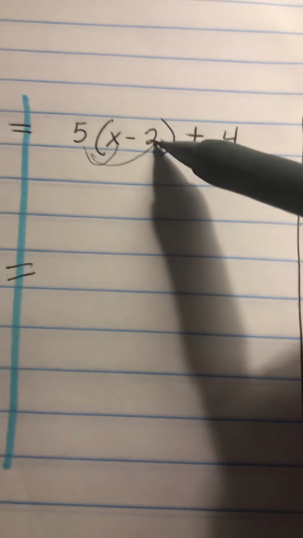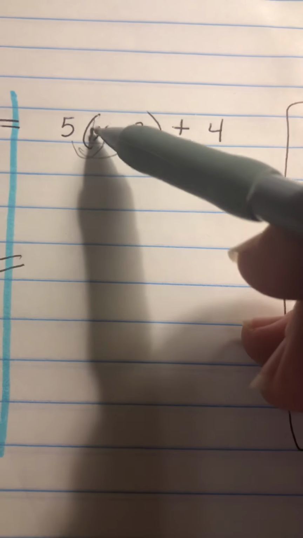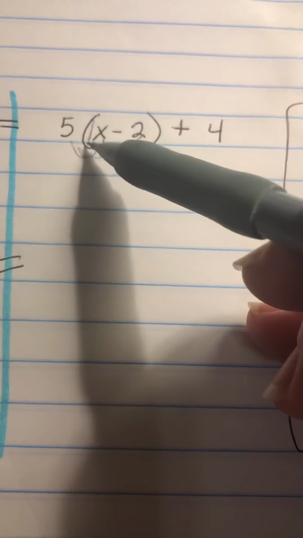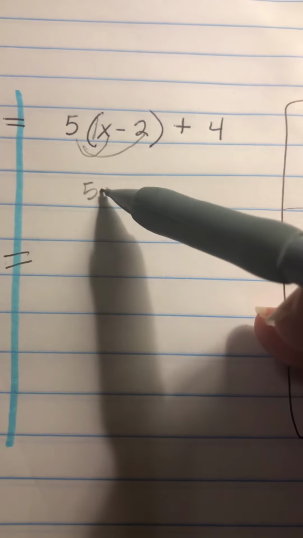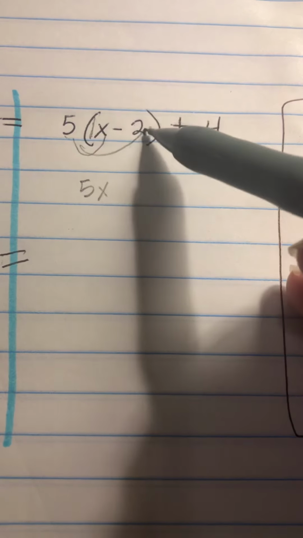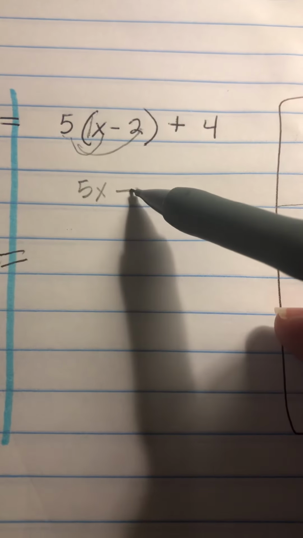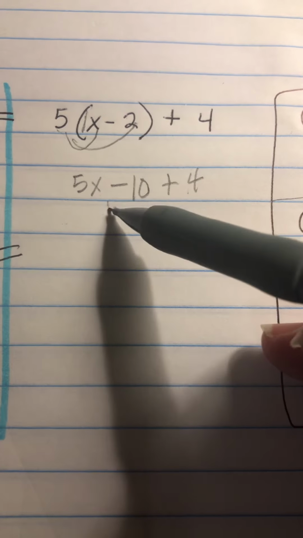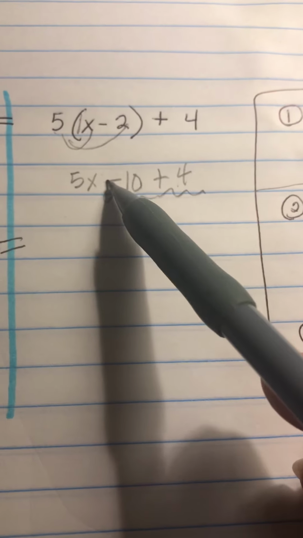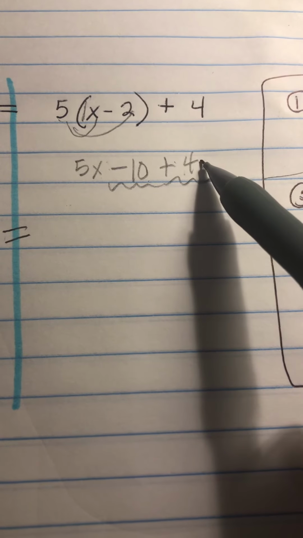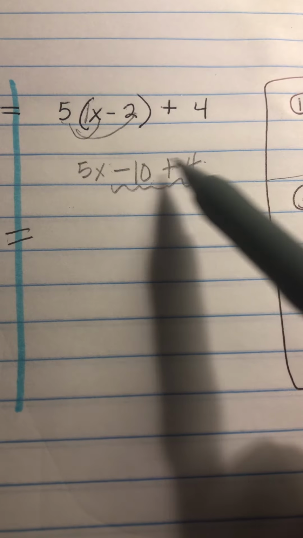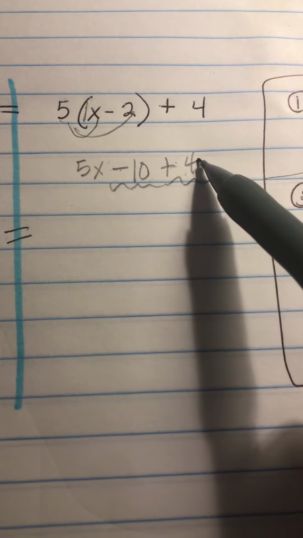We're going to multiply here. 5 times 1 is 5, so we get 5x. And 5 times negative 2 is negative 10, so we'll write negative 10. And then plus 4, bringing that down. Now, these two can be put together. A negative 10 plus 4. Be careful, it's not 10 plus 4, it's negative 10 plus 4.